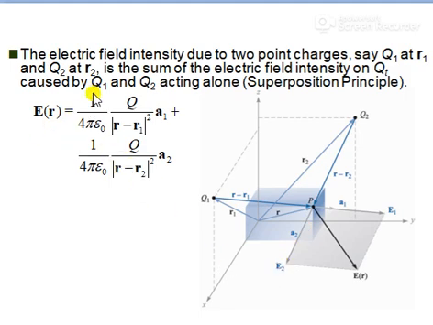Now E is equal to 1 by 4 pi epsilon naught Q1 divided by modulus of R minus R1 square, A1, plus 1 by 4 pi epsilon naught Q2 divided by modulus of R minus R2 square, A2. This is nothing but the principle of superposition. Based on the principle of superposition, we can add two or more point charges to evaluate the electric field intensity.